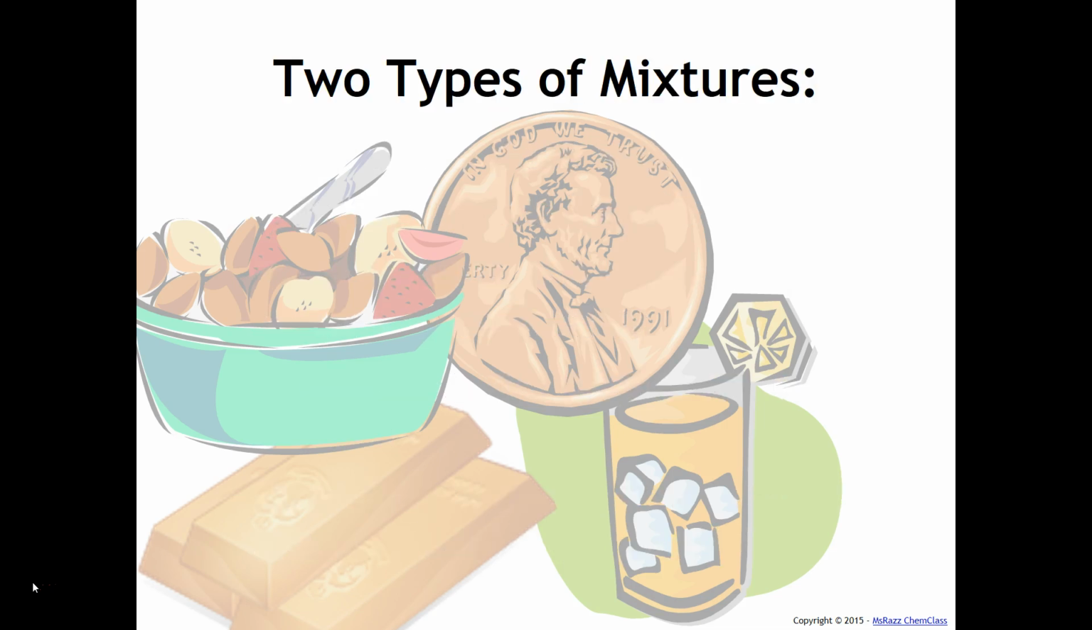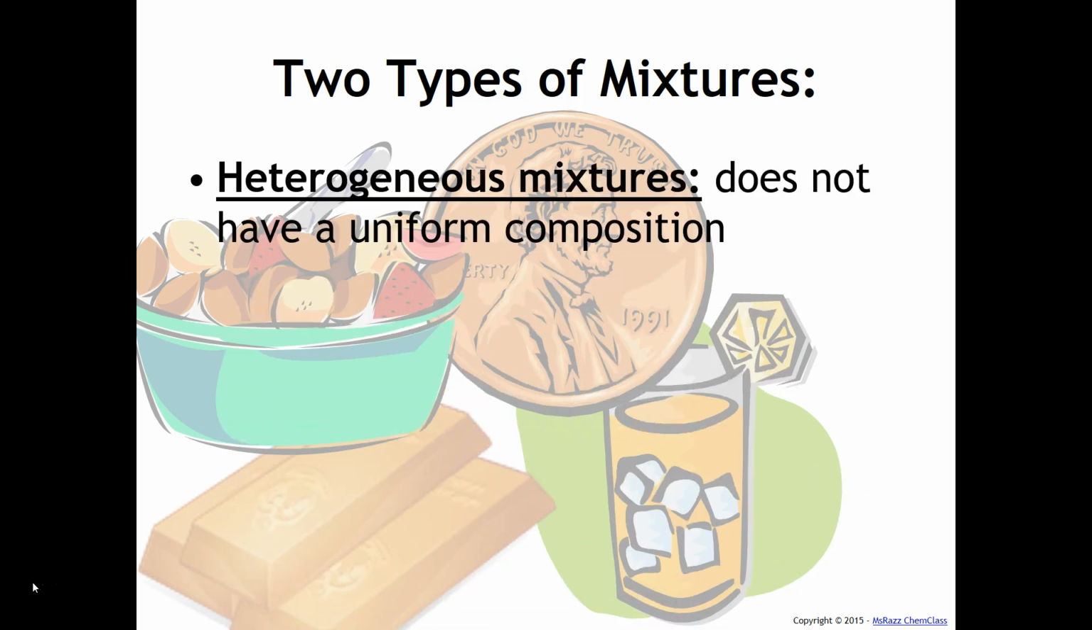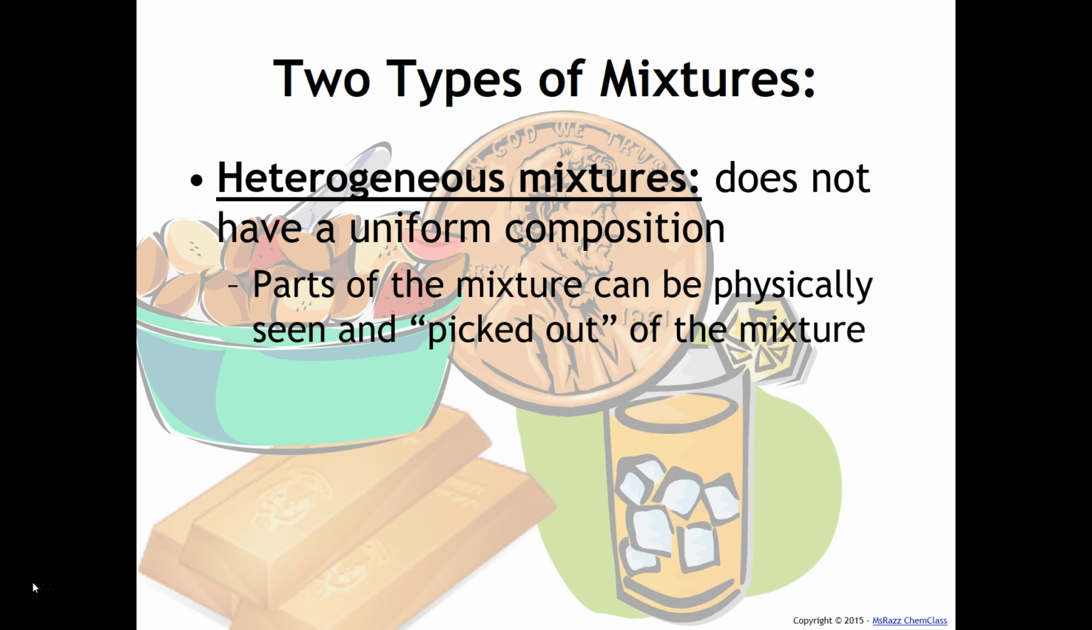There are 2 types of mixtures. If you look at the background of this PowerPoint presentation, you could probably guess which ones are mixtures and which ones are pure substances. The first type is a heterogeneous mixture. So a heterogeneous mixture does not have a uniform composition. Parts of the mixture can be physically seen and picked out of the mixture.